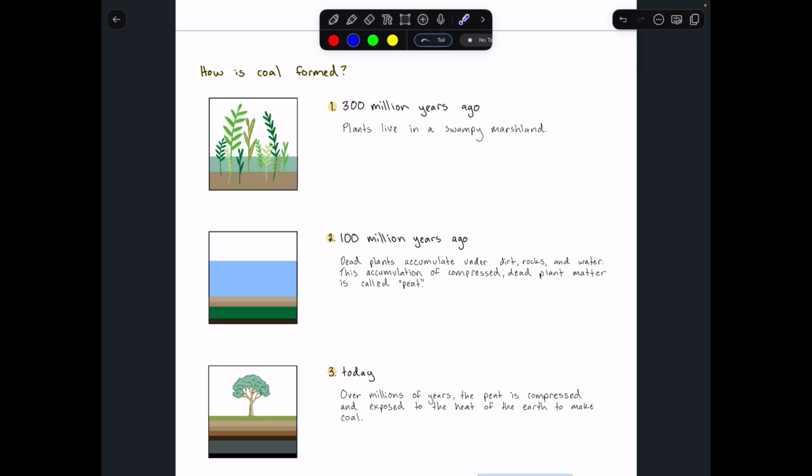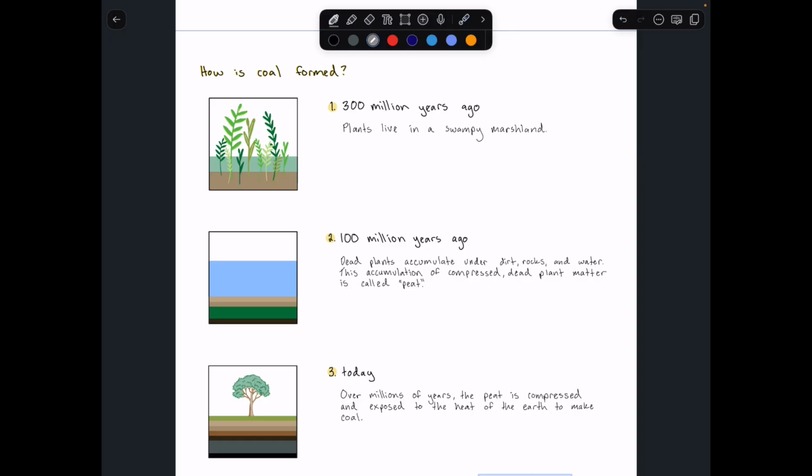And over the next 100 million years, this peat was compressed by all this substance above it, but then it was also exposed to the geothermal heat from within the earth to make the coal that we are able to find today. So today this coal is found deep underground, packed under many layers of soil and rocks.